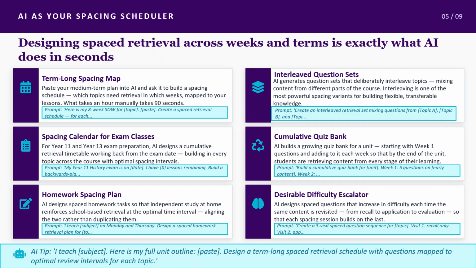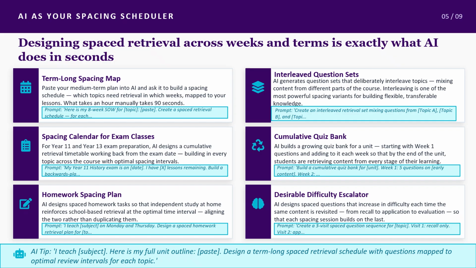So here's where AI transforms this from a strategy you understand into a strategy you can actually implement systematically. The barrier to spaced practice at scale has always been the same, the planning overhead. Mapping which topics need retrieval in which lessons across a full term or a full year is a significant cognitive task. AI does it in under two minutes. So you have your long-term spacing map.